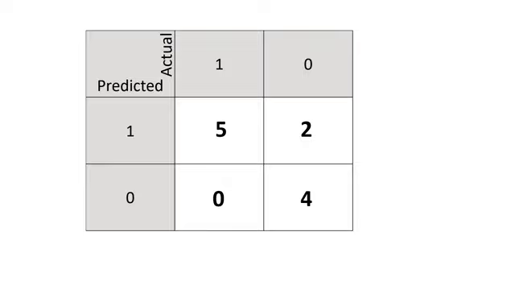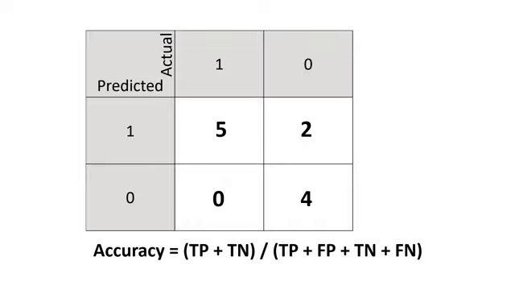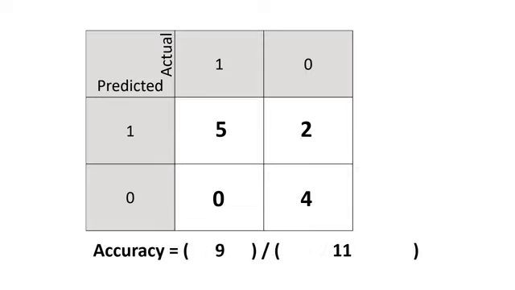The simplest metric is accuracy, which is just the number of correctly classified cases divided by the total number of cases. In this example, there are 5 true positives and 4 true negatives, and there are also 2 false positives and no false negatives. So that gives us 9 correct predictions out of a total of 11, which is an accuracy of 0.82 or 82%.